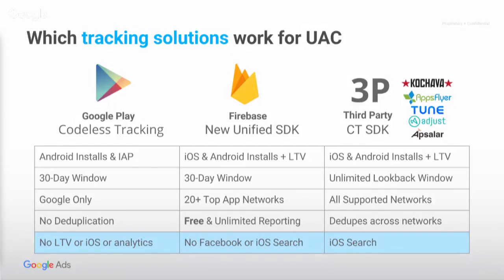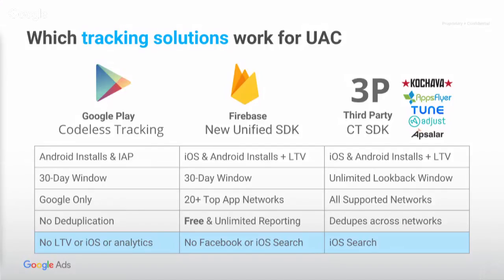With Firebase, a differentiator between Firebase and some of the other third-party attribution partners is that it doesn't track Facebook or iOS search. So for example, if you're running any media across Facebook or any of those other social channels, we won't be able to get any of that data in. So that is just something to consider if you are also running with those partners.